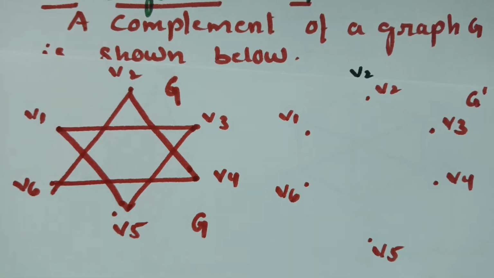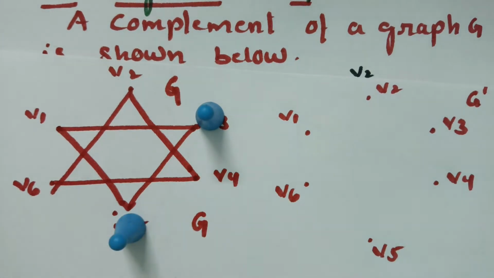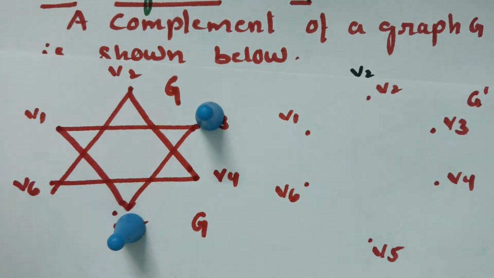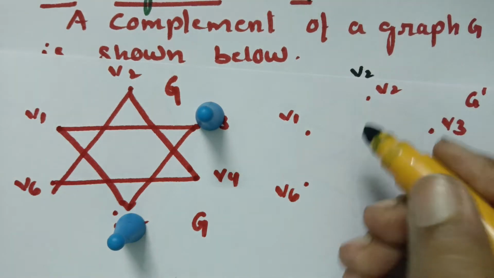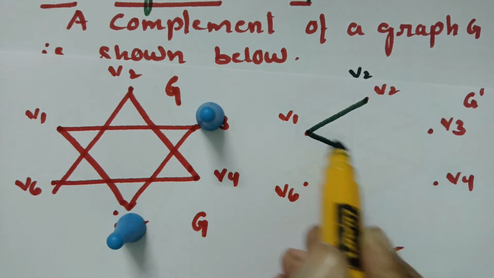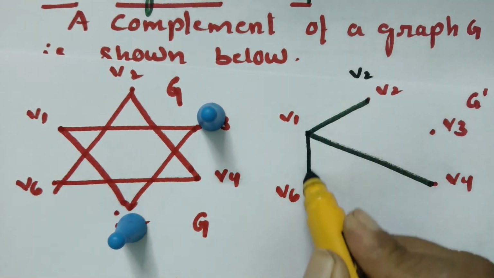If I go with the vertex V1, it is maintaining an edge with V3 and V5. Clear? So I have to close these, and with the remaining three vertices, V2, V4, V6, I have to make an edge. So from V2 I have to make an edge, and next V4 I have to make an edge, and what remains here, V6, I have to make an edge.